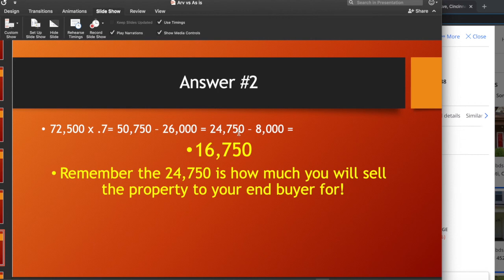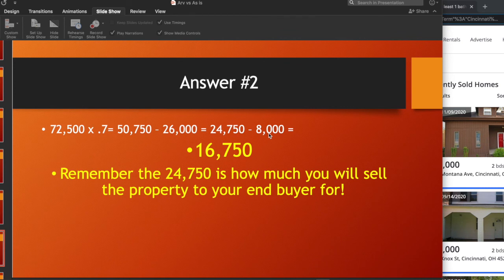So a lot of you guys may have gotten tripped up right here at $24,750, but you have to remember, $24,750 is how much you will sell the property to your end buyer for. So it's not how much you're going to purchase the property for from the actual seller. They're selling the property to you for $16,750. In order for you to get paid the $8,000, you have to negotiate a great deal with the seller and also negotiate a great deal with the buyer in order to get them to buy the property.